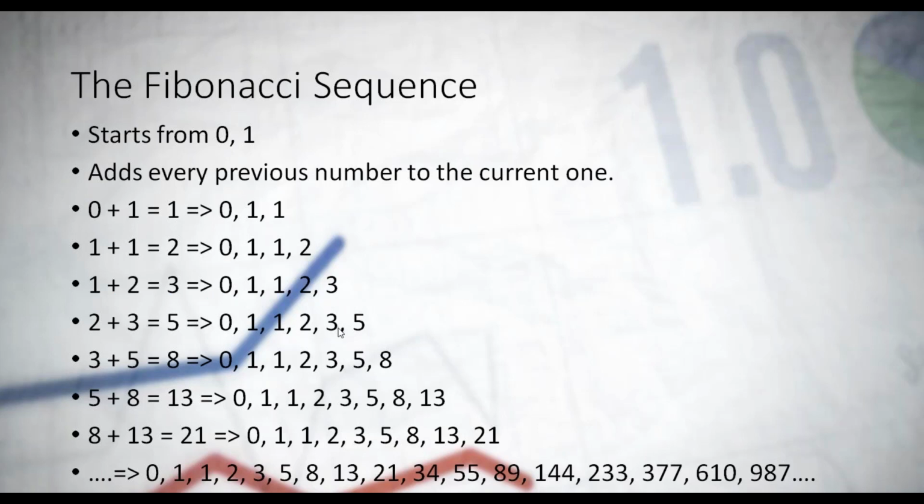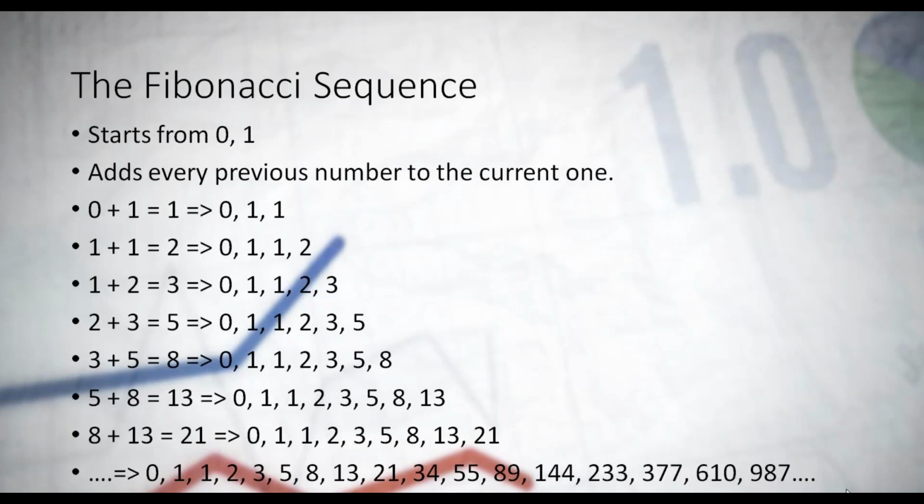Then we add 2 to 3 and we get 5. Then we add 5 to 3, we get 8. 8 to 5, we get 13. We add 8 to 13, we get 21. And so on and so on until we get, for example, you see at the bottom of this slide, 0, 1, 1, 2, 3, 5, 8, 13, 21, 34, 55, 89, 144, 233, 377, 610, 987, and so on and so on.